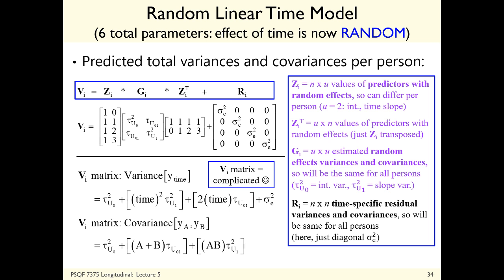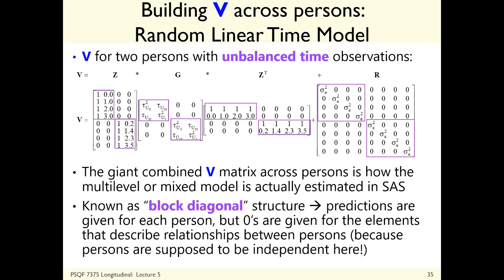Now this whole MLM handles missing data, it handles unbalanced data. Here's how it does that. So this is what the model says the pattern looks like for 2 people. And actually the software estimates one ginormous matrix that has everything in it. This is what it would look like for 2.